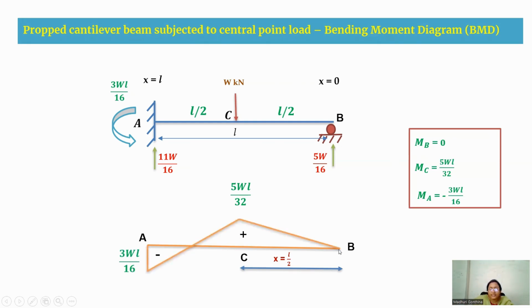So from B, 0 to C, it is positive, and again at A, you get a negative. So at some portion, you get the moment to be 0. That is at x equal to 8L by 11. So this is how you are going to draw your bending moment diagram.